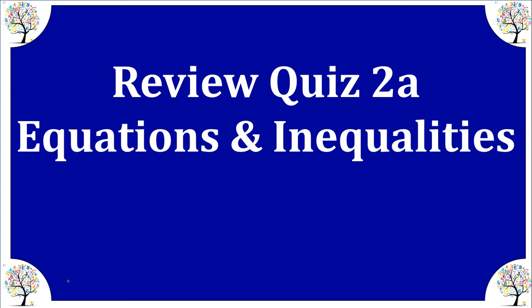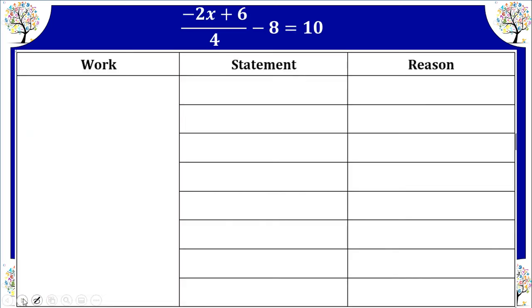Okay, guys, let's review solving equations and inequalities. For our first problem, our first statement is just the problem itself. And our reason is always the given. So let's talk about what is happening to x. It is being multiplied, then added, then divided, then subtracted. So we're going to work backward to undo all of those.